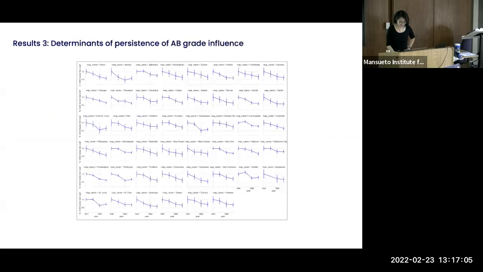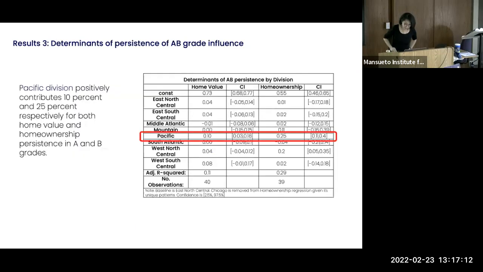Okay, all right. I'll skip this slide, but essentially these effects are declining over time. When I do a regression analysis on these average effects by division, we can see that the Pacific division positively contributes 10% and 25% respectively for both home value and home ownership persistence in A and B grades. Other divisions like the Southwest Central or Mountain Division also positively contribute, but less. Generally these results confirm hypothesis two, that there is a regional division of persistence of importance of these A and B grade designations.